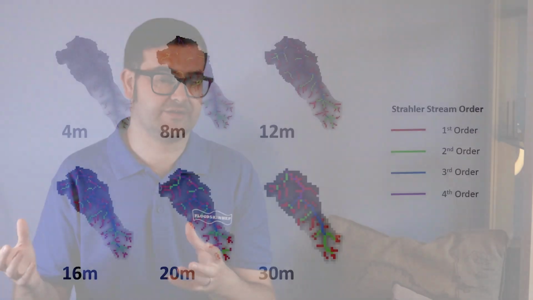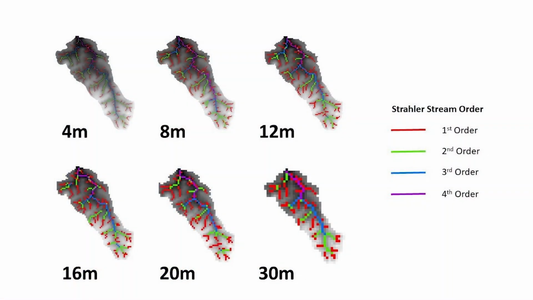However, when we looked in more detail, we found that with the larger cell sizes, the representation of the river system and how connected it was began to break down. And this had some fundamental impacts on the behaviour of the model.